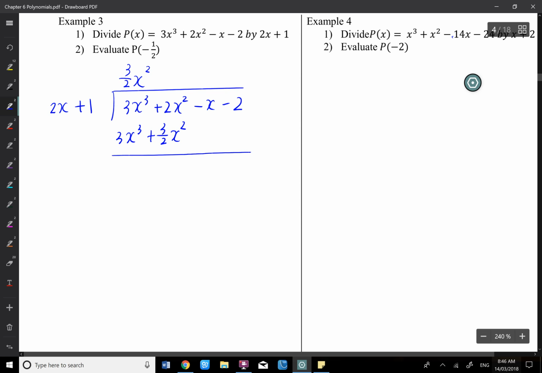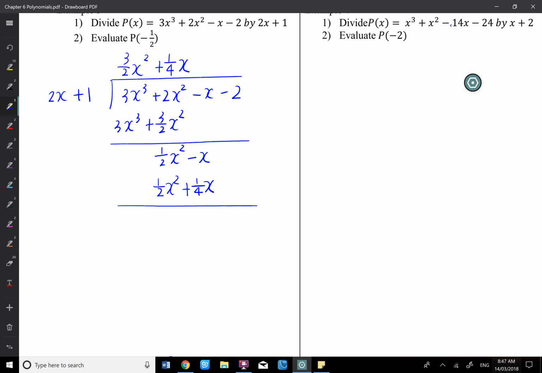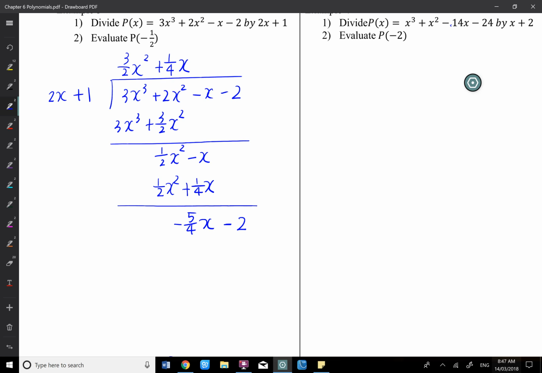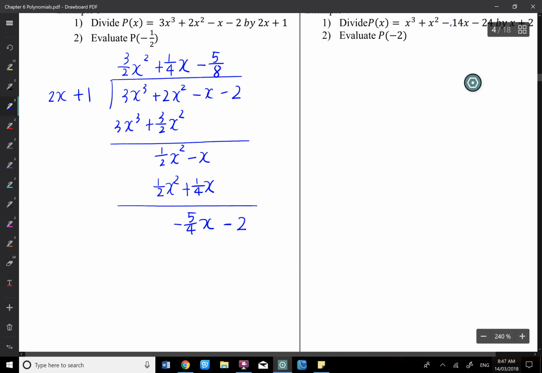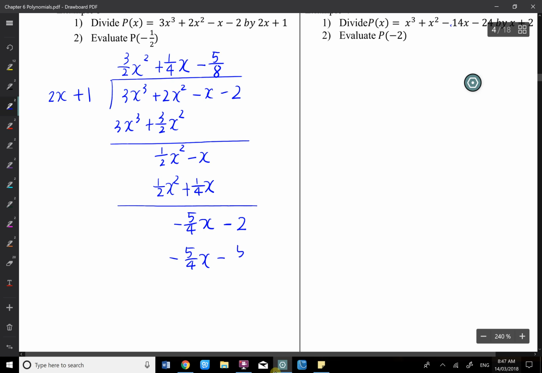What you have is 2 minus 3 over 2. That gives you a half x squared. And then you have the minus x down. A half x squared divided by 2x, you have a quarter x. Times with it, there's a half x squared plus a quarter x. And minus x minus a quarter x gives minus 5 over 4 x. And then the minus 2 down. Minus 5 over 4 x divided by 2x is minus 5 over 8. So minus 5 over 4 x minus 5 over 8.